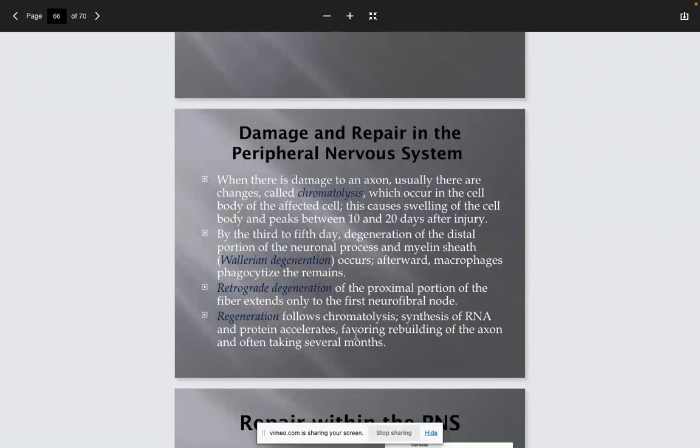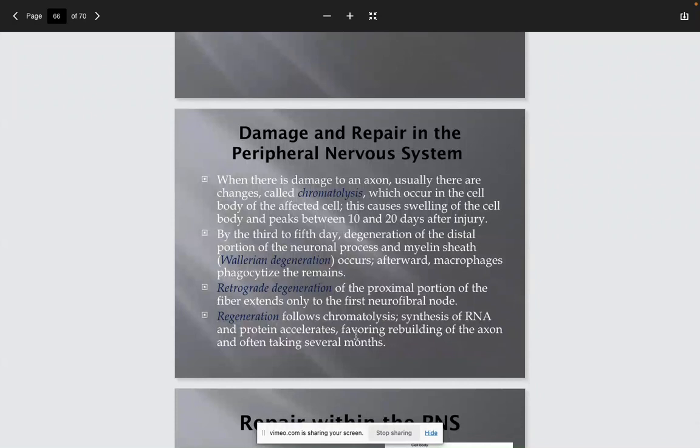What's kind of cool here is when there is damage to an axon, usually there are changes called chromatolysis, right? Usually by the third to fifth day, there's degeneration of the distal portion of the neuron and the myelin sheath. This is called Wallerian degeneration, and I would like for you to know that. Wallerian degeneration is just distal degeneration of the neuronal process in the myelin sheath. Regeneration can occur in certain circumstances following chromatolysis. This all depends on whether the cell body is intact or whether it's been lost.